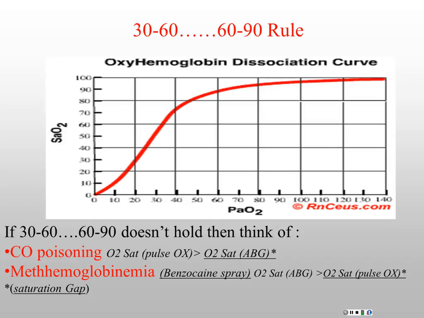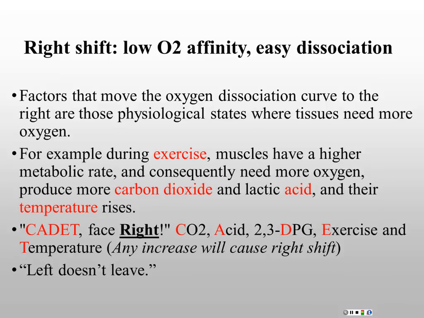So you will get a case where the patient is undergoing bronchoscopy. He received benzocaine spray, and you started the procedure. Now the pulse oximeter gives you a reading of about 80%. There is good air entry. You don't suspect pneumothorax. You do the blood gas, and your PO2 is 200. So in this case, you should consider methemoglobinemia. You should know the treatment for both carbon monoxide poisoning and methemoglobinemia.